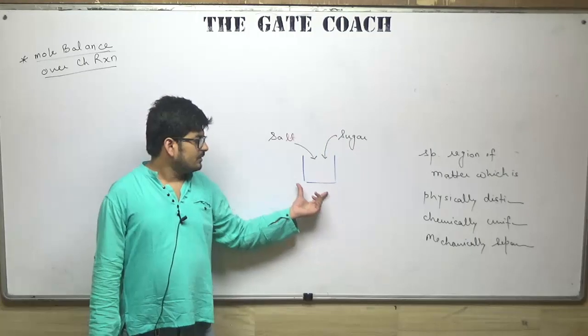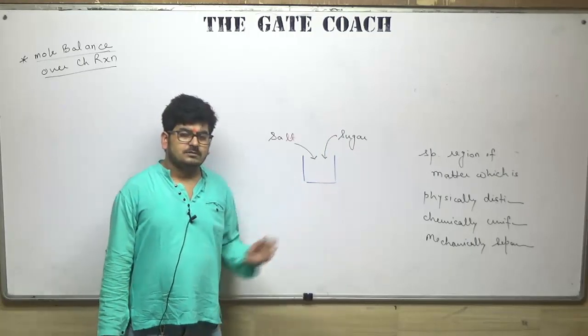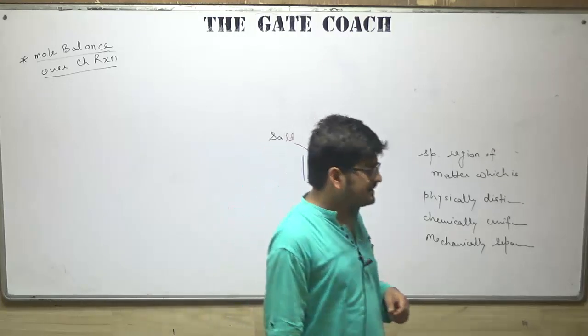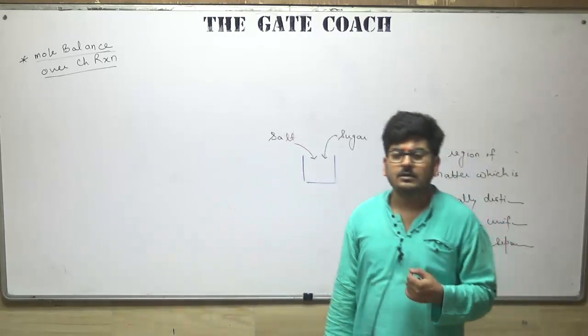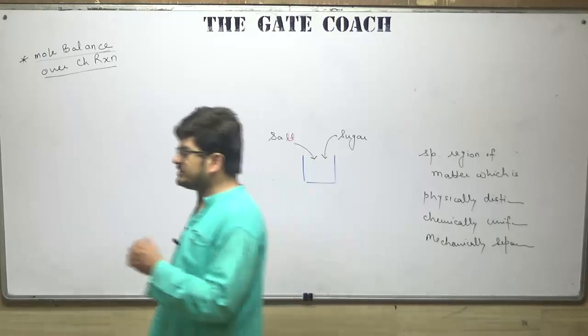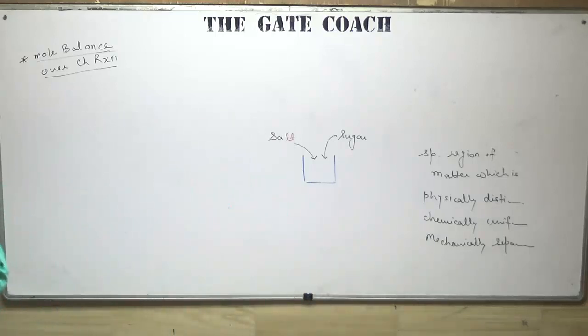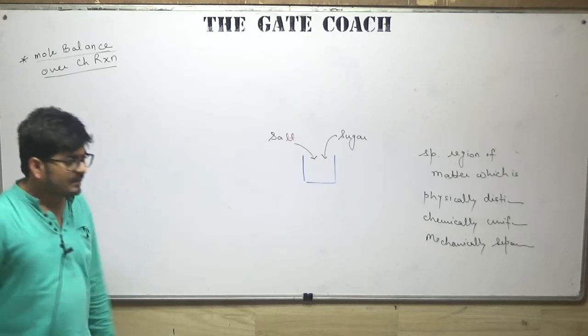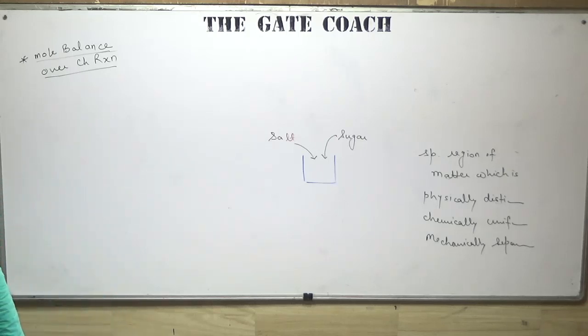So obviously this will be a mixture having two or more components. So it will be a homogeneous mixture or heterogeneous mixture? Tell me. What do you think? This mixture of salt and sugar powder will be a homogeneous mixture or heterogeneous mixture?